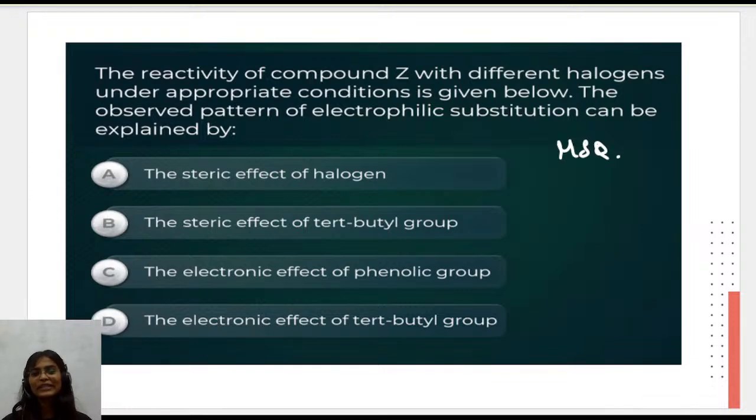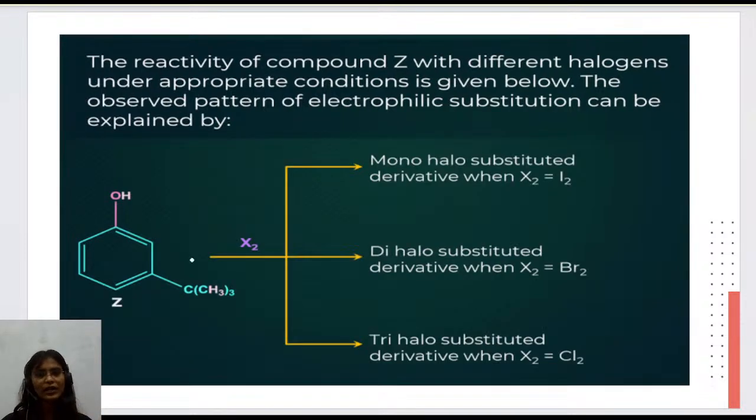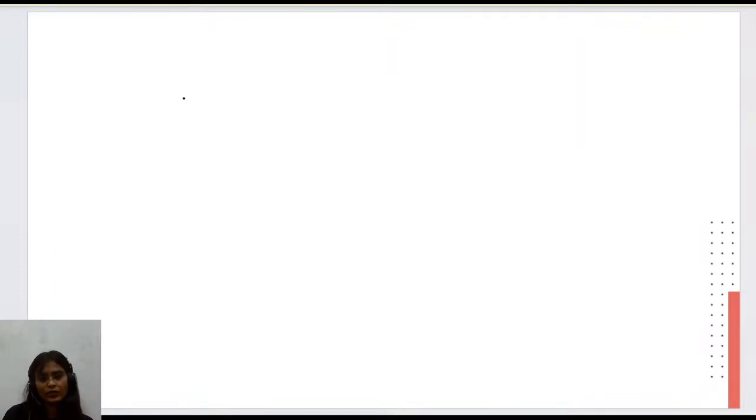Okay, so let's try to understand the question. Partially you're right: the steric effect of halogen or tertiary butyl group, or the electronic effect. Maybe D is also an option there. So you can say that this can be the answer as well. Now let's go back to the other question. We have a normal phenol and some group connected at the meta position, and you will answer the question.